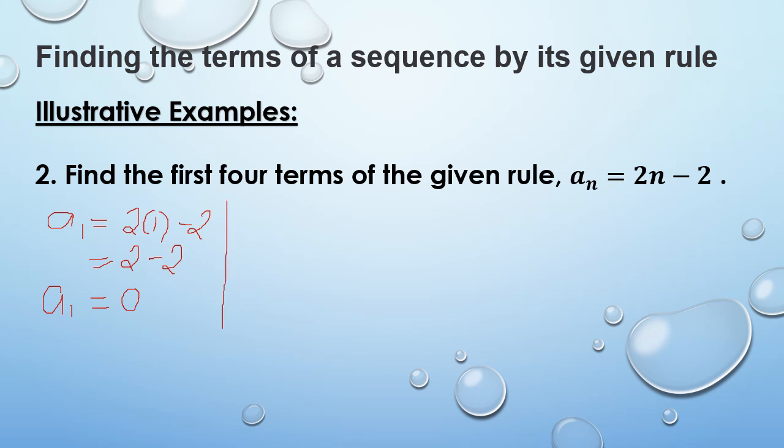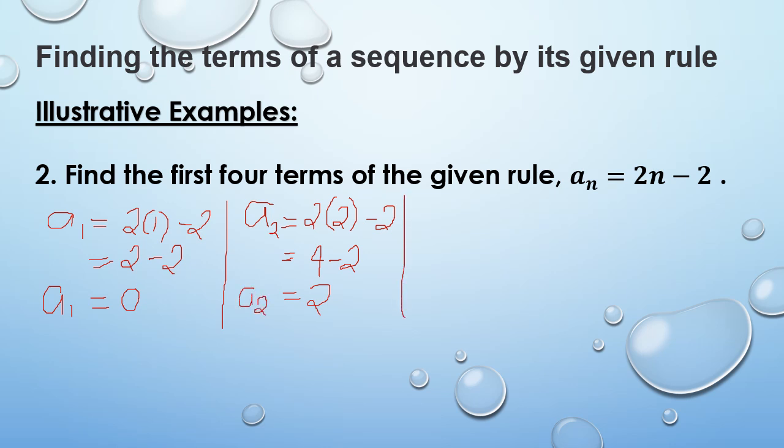Okay, next. A sub 2. So 2, and then replace n with 2, minus 2. What is 2 times 2? That is 4. 4 minus 2 is 2. So that is our a sub 2.